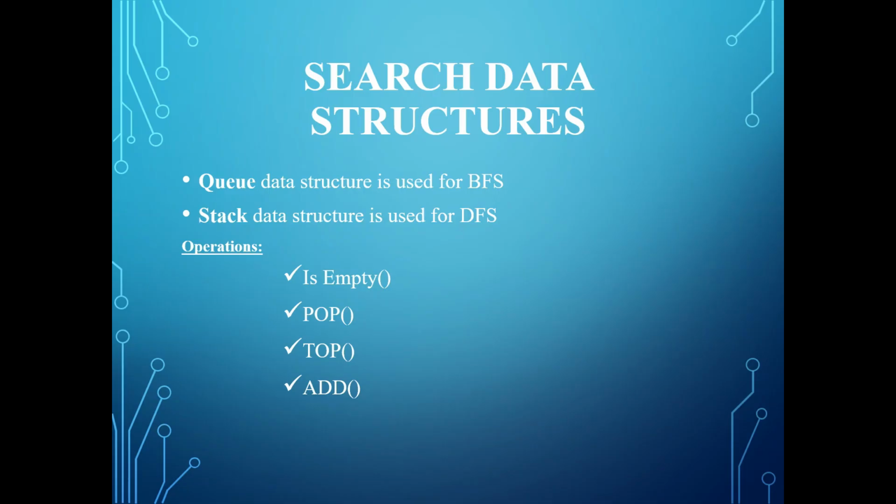Next, search data structures. To understand search algorithms, it is important to know the underlying data structures. Queue and stack are used in these data structures. Queue is mainly used for BFS because it follows the FIFO principle, first in, first out. Stacks are used in DFS because they follow LIFO, last in, first out. The basic operations we use include is empty, pop, top and add. These operations determine how nodes are expanded during the search.